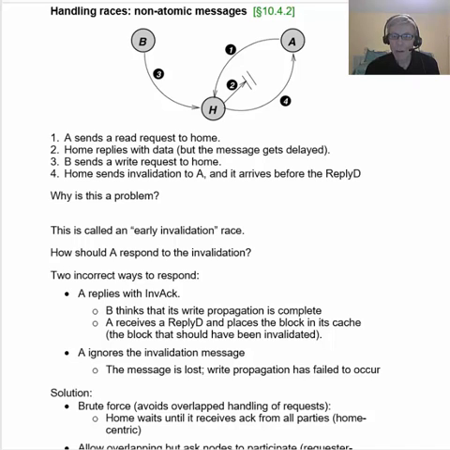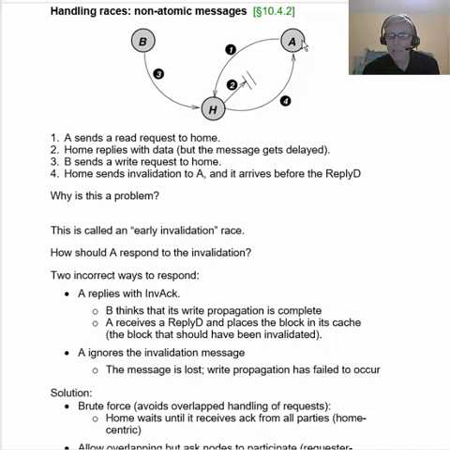Next, we want to talk about what happens with non-atomic messages. In other words, a transaction starts, but before it can finish, another transaction begins and gets in the way of the first transaction. So here's a case that we see on this diagram.